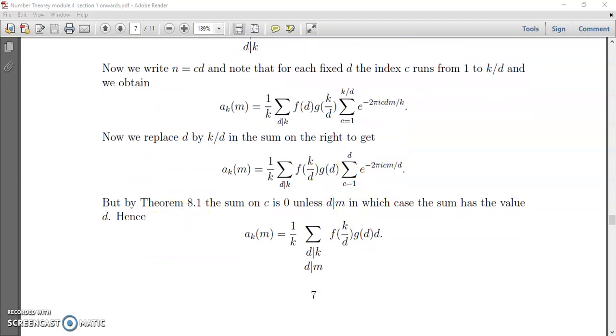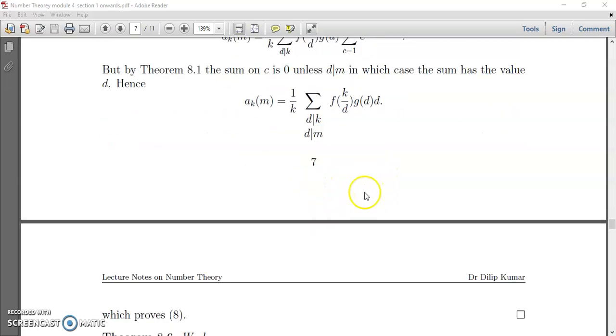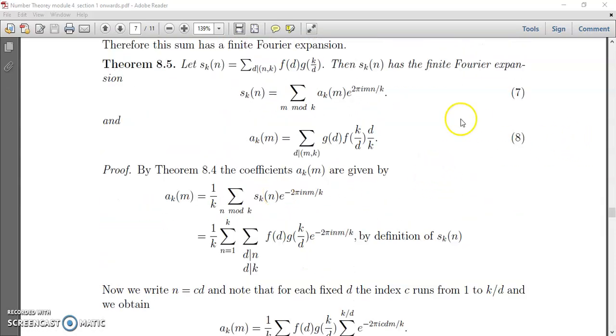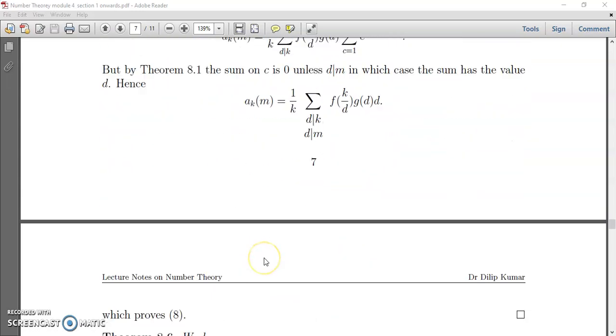And by theorem 8.1 we see that this will become 0 if d does not divide m, in which case the sum has the value k by d. Hence we can say that a_k(m) is 1 by k sigma d divides k, d divides m, f(k/d) g(d) d, and thus we have proved the theorem, the result 8, and hence the result.